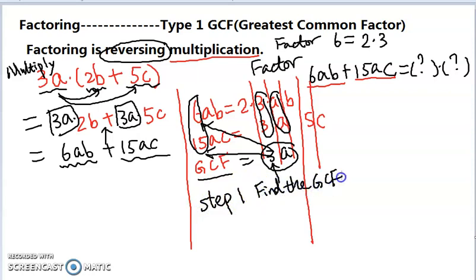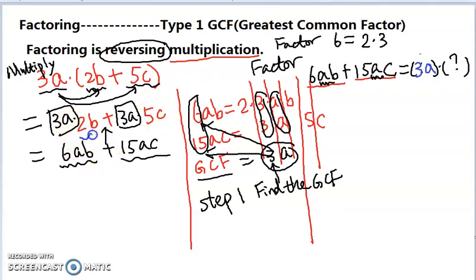For the numbers, you will do the same as before. For the variables, it's actually very easy. You look at A, and they both have A. So A is the common factor, but they don't have a B or C in common. So the GCF would just be 3A. So that's the first step. After I found the GCF, I put the GCF in here, that would be 3A right here. And next we're going to find out, okay, 3A times what?